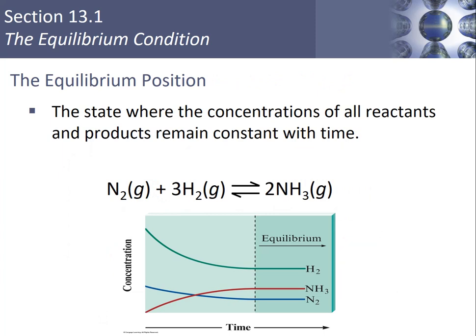The equilibrium state is where the concentrations of the reactants and products will remain the same, or remain constant with time, even though they are not the same. The rates of the forward and reverse reactions will stay the same.